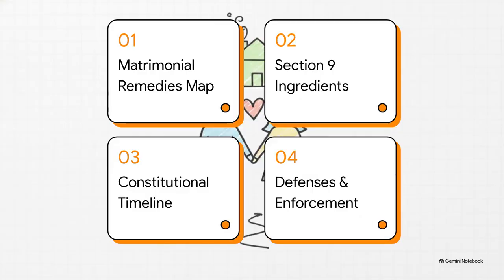All right, let's just map this out. We've got 4 clear study signposts today. Number 1, the matrimonial remedies map. Number 2, Section 9 ingredients. 3, the constitutional case timeline. And finally, 4, defenses and enforcement rules.